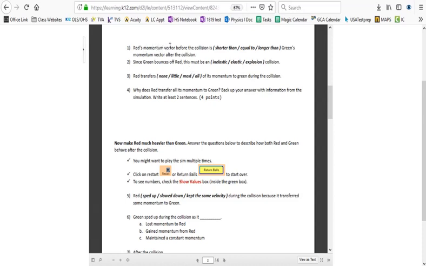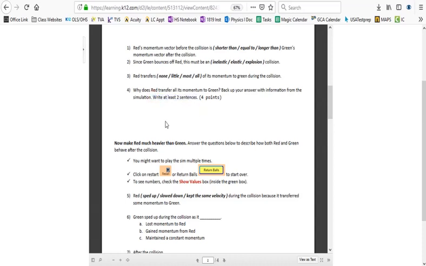Red's momentum vector before the collision is shorter than, equal to, longer than green's momentum vector after the collision. We just talked about that. Since green bounces off red, this must be an inelastic, elastic, or explosion collision. So you can review your definitions. Please remember what part of the lab you're doing. 3. Red transfers none, little, most, all of its momentum to green during the collision. So red was going. What happened to red? What happened to green? Question 4. Why does red transfer all its momentum to green? Back up your answers with information from the simulation. Write at least 2 sentences.